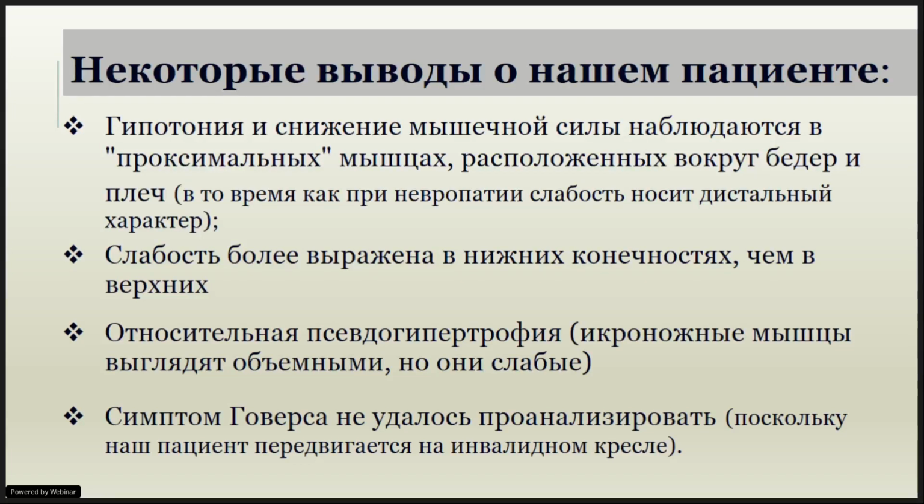And there is relative pseudohypertrophy, which means that the calf muscle become bulky, but they are weak. Why? Because after death of the muscle fibers, they are replaced by connective tissue, and they give the bulky appearance, but they are non-functioning. Here, Gower test couldn't be assessed because Hassan is non-ambulatory. He's on wheelchair, so we cannot assess Gower test. Gower test is done to assess the weakness of the hip muscle, but here he couldn't be assessed.